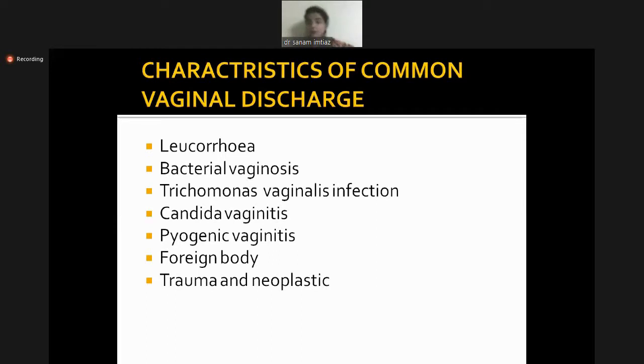One is excessive purulent dirty discharge. Cervical cancer, endometrial cancer could be one of the reasons. Vaginal cancer could also be one of the reasons for these kinds of dirty discharges.